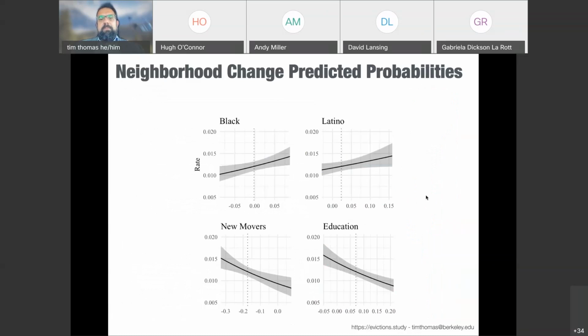And the predicted probabilities show that, I apologize, my dog is coughing next to me here.